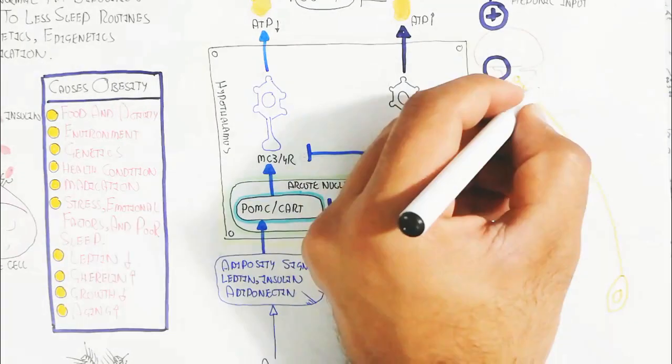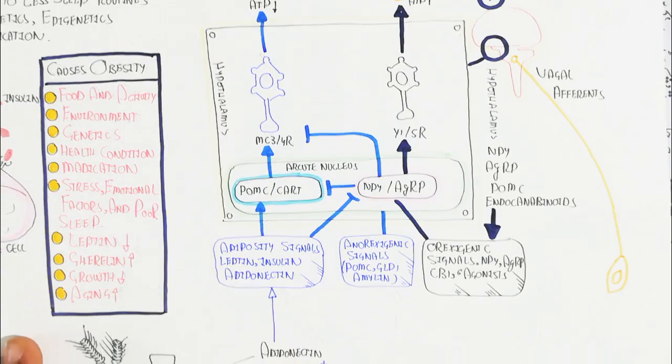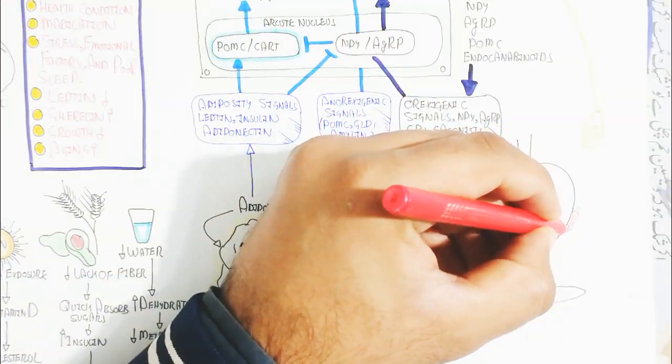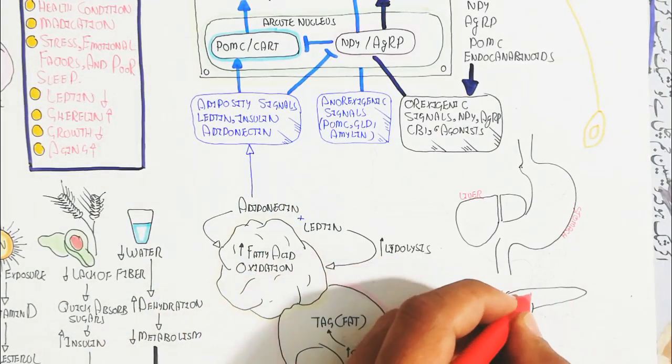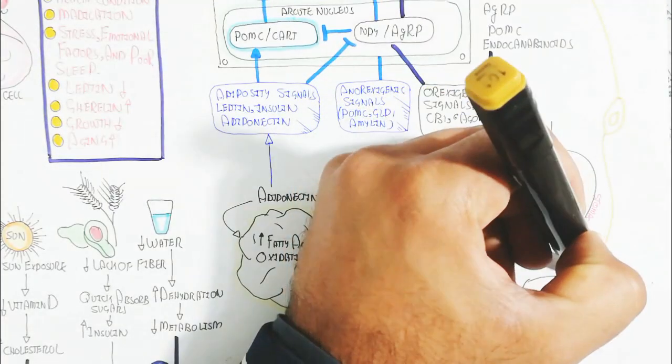So I hope you make sense about that. Basically, they will inhibit each other. Why? For example, NPY will inhibit the POMC, while the adiposity signal will inhibit the NPY, and in this way, the function will not increase the eating habit.